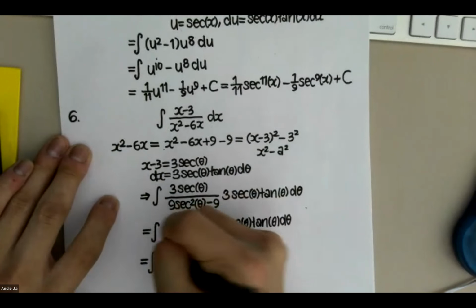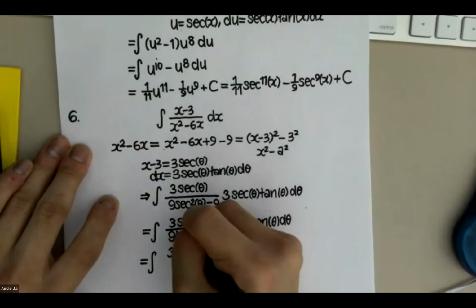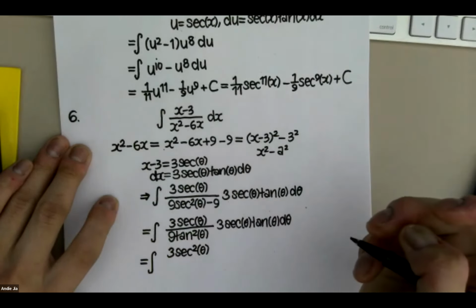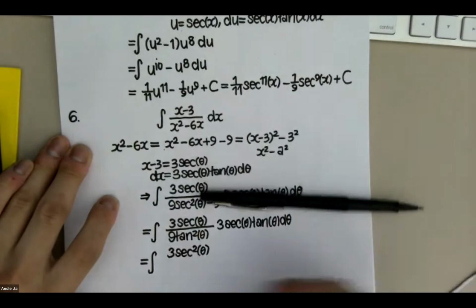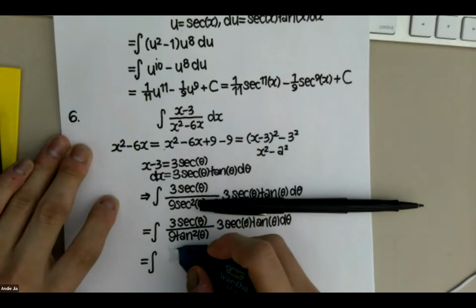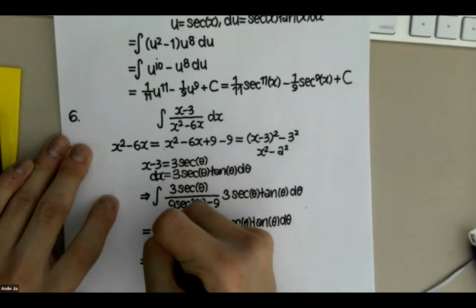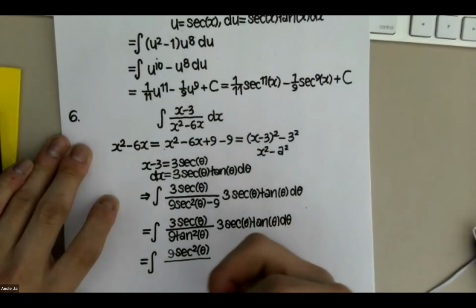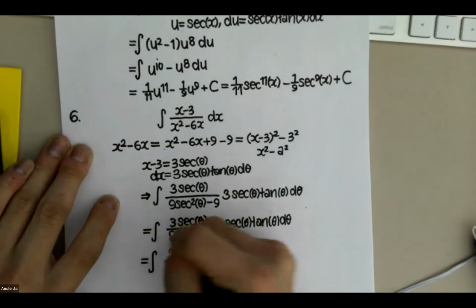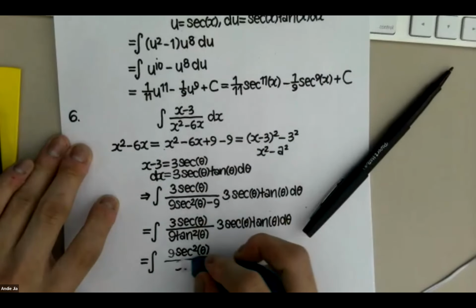We have a 3 secant squared... wait, it's 9, right? I think not. 3 here, and over 9 tangent. Sorry if I made any mistake here.